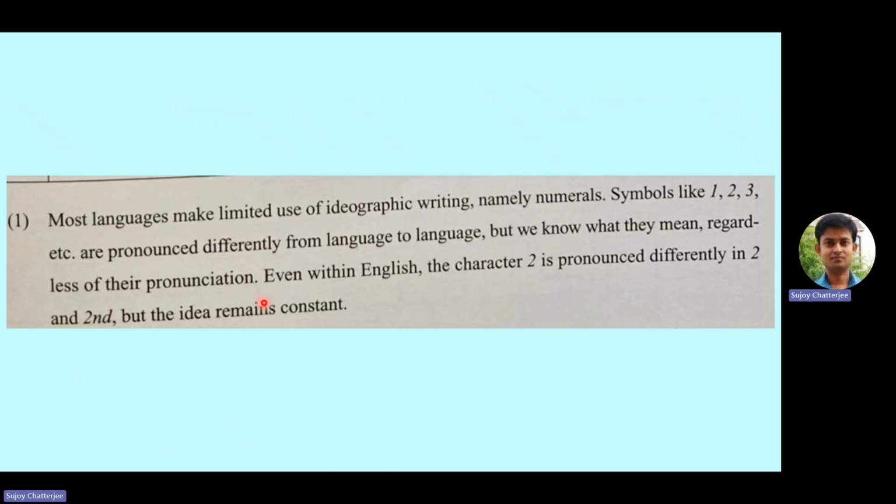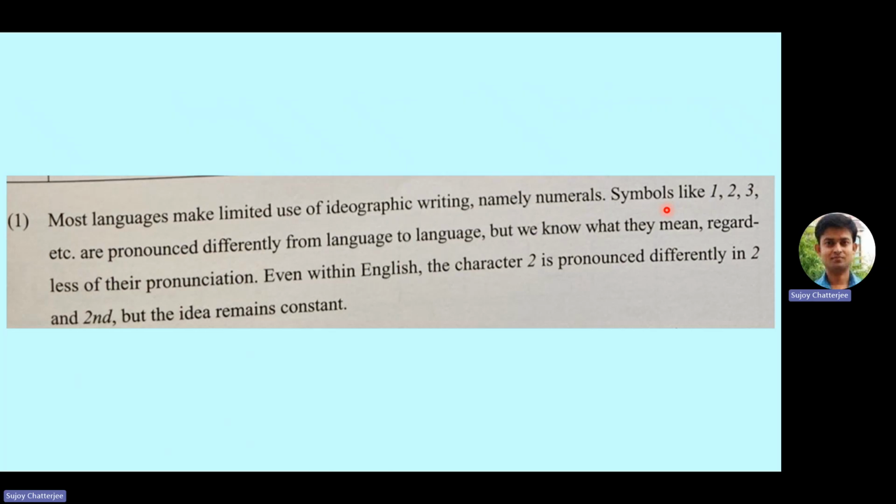Now, some important points about the kanji writing system. Most languages make limited use of ideographic writing. So friends, this is not about kanji, this is in general ideographic writing. So in English also, in Roman also, there are ideograms. For example, symbols 1, 2, 3, these are nothing but ideograms. Most languages make limited use of ideographic writing, namely numerals. So languages other than Chinese and Japanese do have ideograms, but those are merely numerals like 1, 2, 3, etc. And these are pronounced differently from language to language, but we know what they mean regardless of their pronunciation.